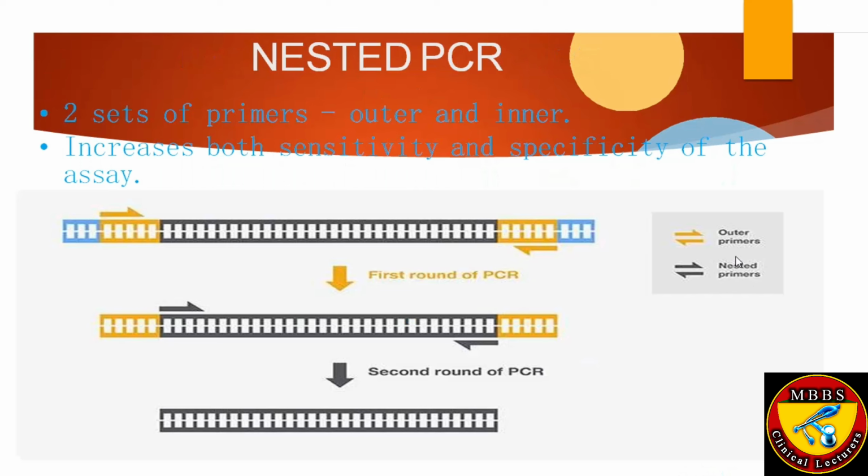Nested PCR uses two sets of primers, outer and inner, which increases both the sensitivity and specificity of the assay. So this is a more sensitive and reliable test than the previous PCR.